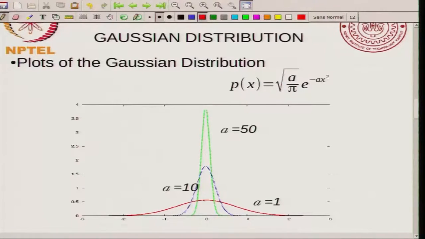Okay, in all the curves, you'll see that the maximum occurs at x equal to 0. So, this function is maximum at x equal to 0. When x equals 0, the value is square root of a by pi. As you increase a, this maximum value increases, but the rate at which it decays increases. So, it goes to 0 faster. When a equals 50, this maximum value is much higher, but it goes to 0 very fast. So, what you realize is that a tells you about the width of the Gaussian. If a is smaller, then the Gaussian is wider. If a is larger, the Gaussian is narrower. We'll keep this in mind and we'll formally see how to connect a to properties of the Gaussian distribution.